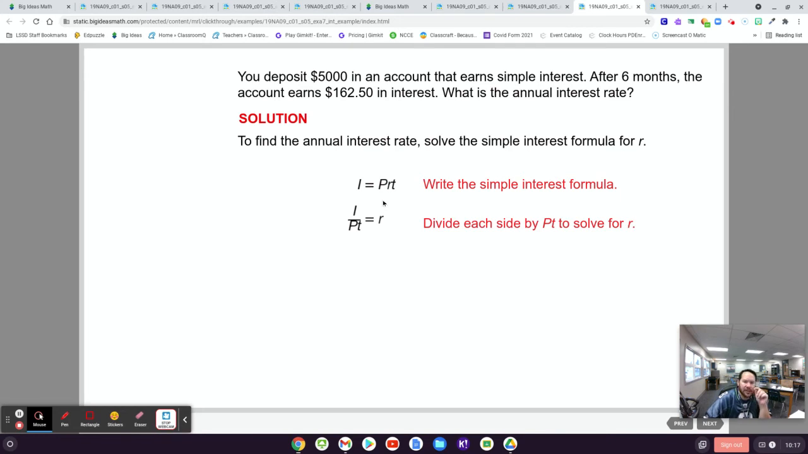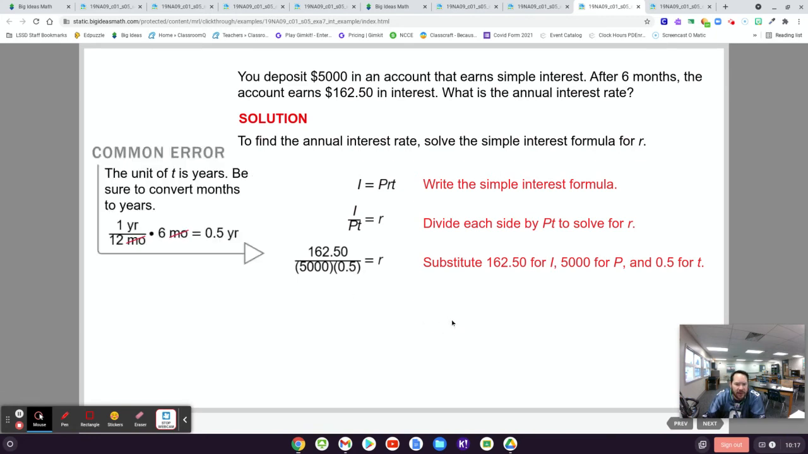All right, so if you want to look for R, you can divide each side by the principal times time, and you get this equation, and then you just have to plug the numbers in. The interest is $162.50. The principal was $5,000, and the time, because it's half a year, is 0.5. And then when you work all that out, you find out that the interest rate is 0.065, which is the same as a 6.5% interest rate. You just move the decimal over 2 spots if you want to turn a decimal into a percent.